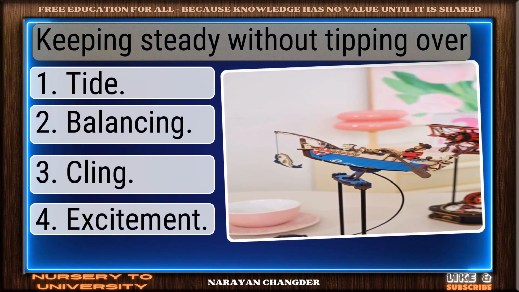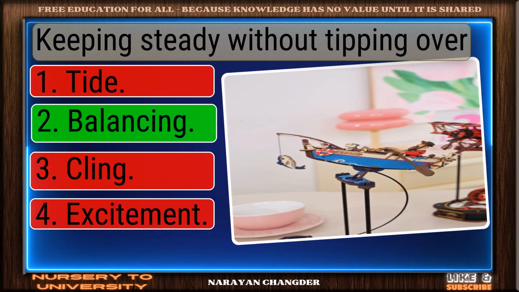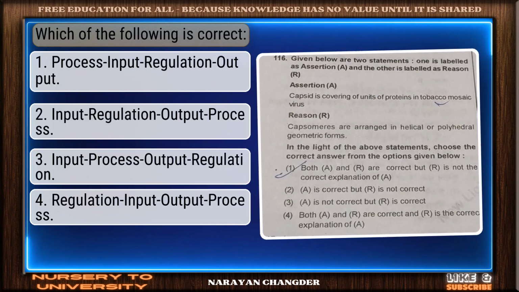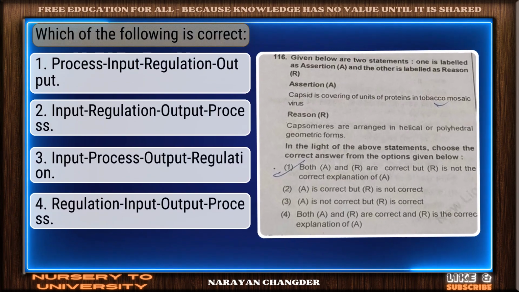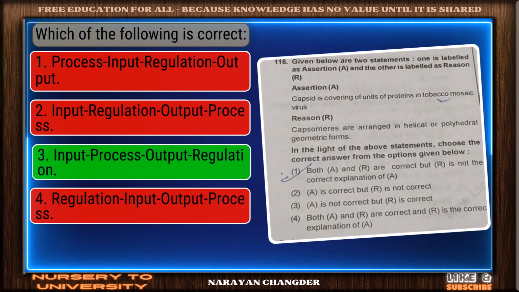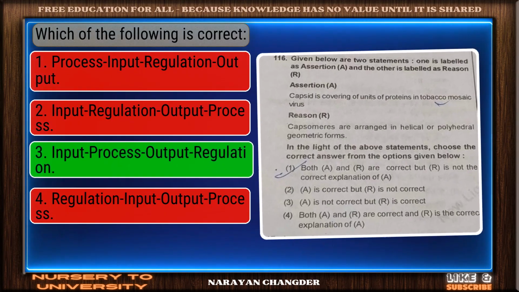Keeping steady without tipping over. Well reasoned. Balancing is the correct choice. Which of the following is correct? You're right. Input process output regulation is the correct answer.